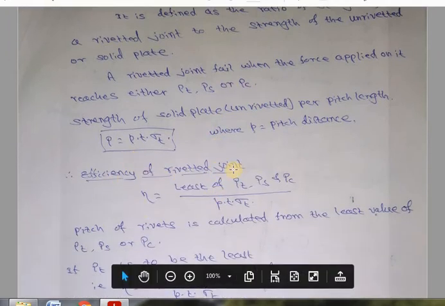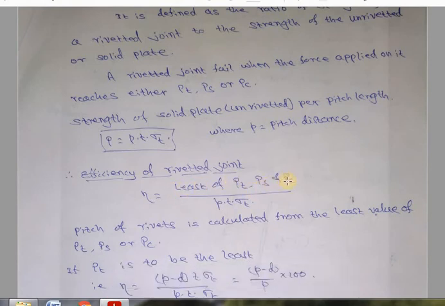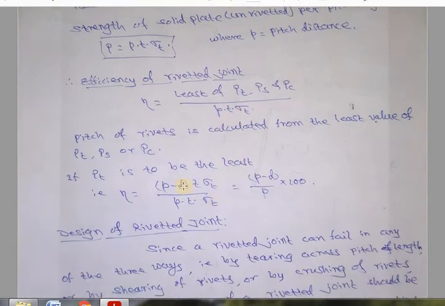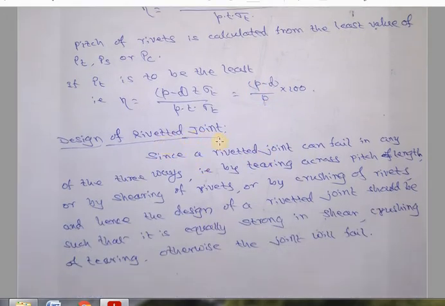So you can see efficiency of riveted joint is the least strength of PT or PS or PC, whole divided by the strength of the solid plate, that is P into T into sigma T. So in this case, if PT is going to be the least, that's what we have written, (P minus D) into T into sigma T in the numerator. The solid plate is P into T into sigma T. So cancelling P and sigma T, you have (P minus D) by P, that gives me the tearing efficiency of the plate. That's the efficiency.